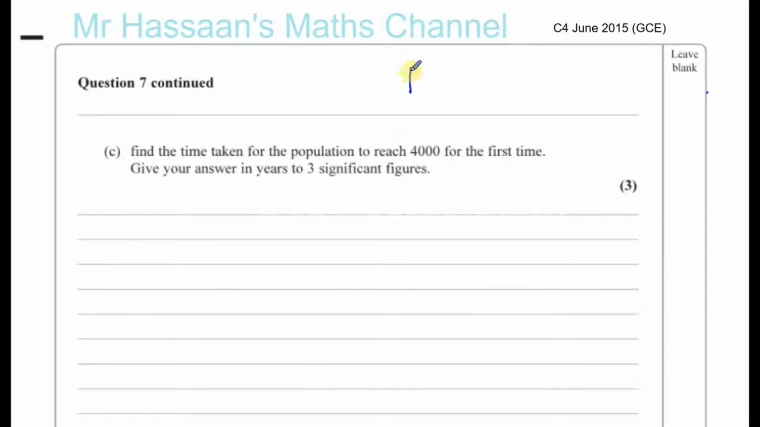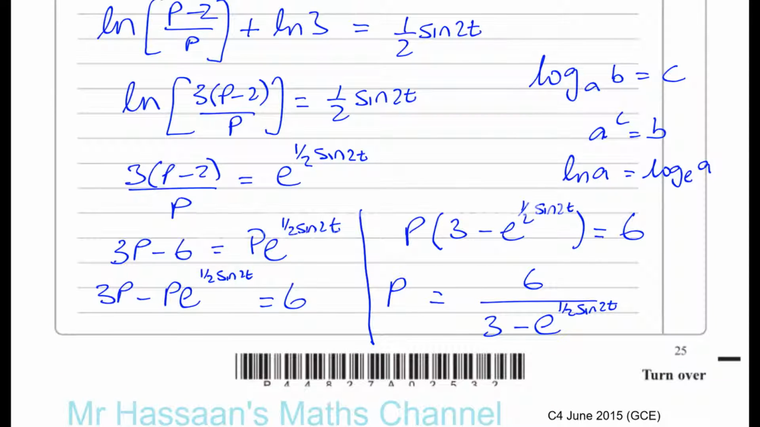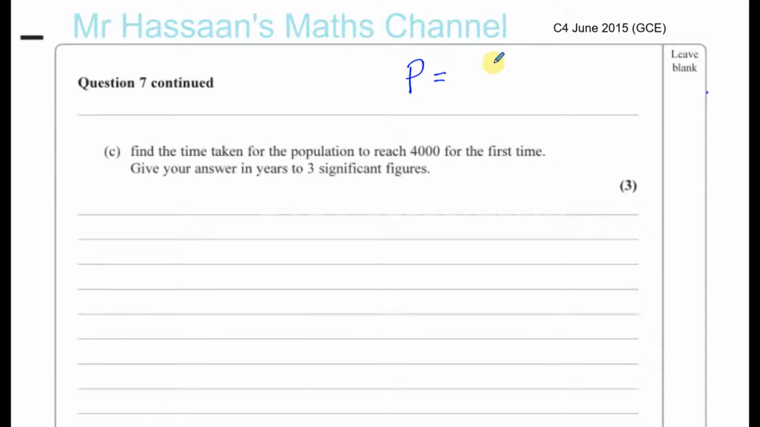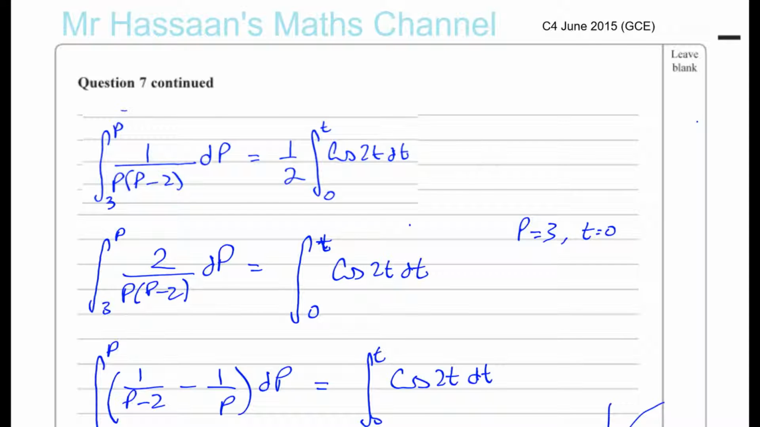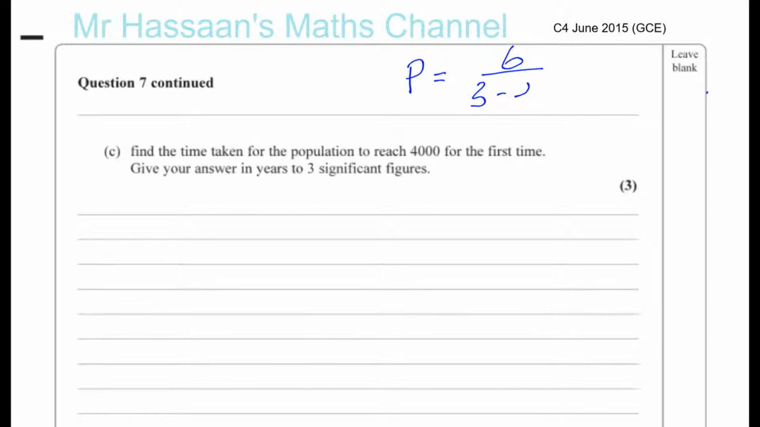So we had p equals... let's remember, p equals 6 over 3 minus e to the power of a half sine 2t. Now, even if you couldn't get that, supposing you didn't quite work it out, you can, for part C, use what they gave you. They gave us that actually in the beginning, okay? So you can use that and salvage the marks for this.